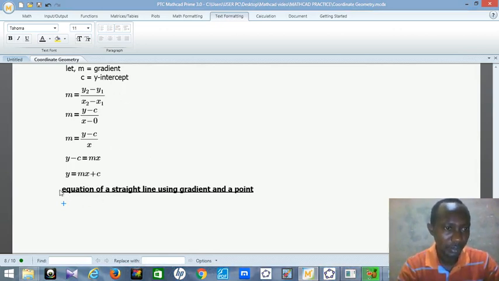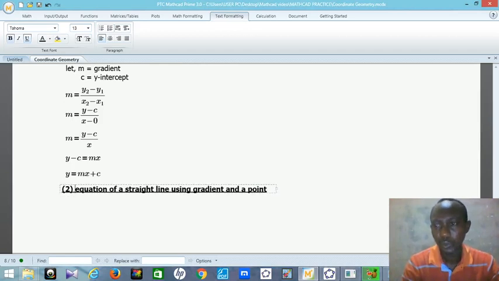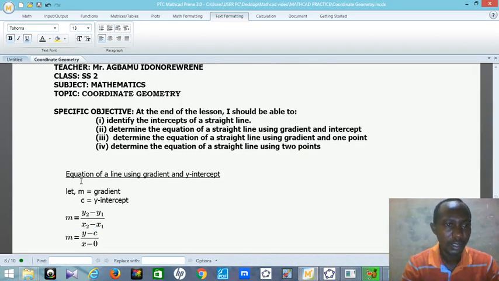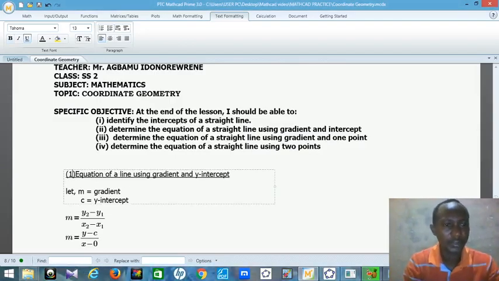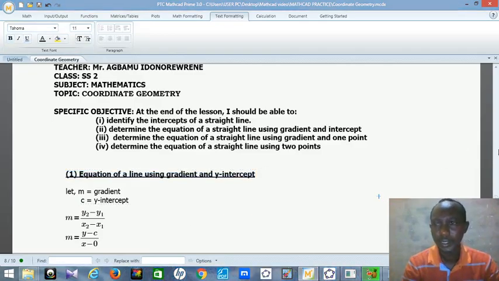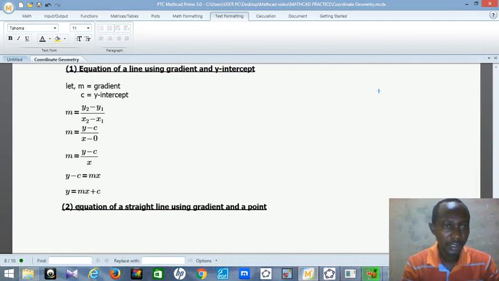But in this second example, this is number 2, and the first one is number 1. Let's number our work. So let me bold it. Alright, so this is equation of a straight line using gradient and a point.